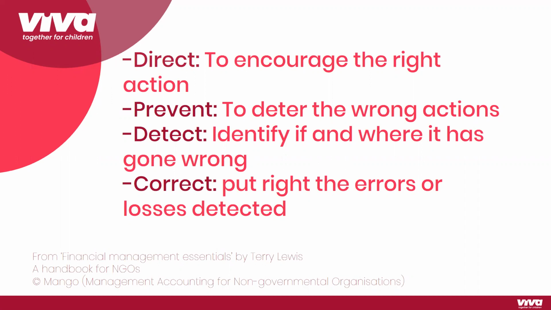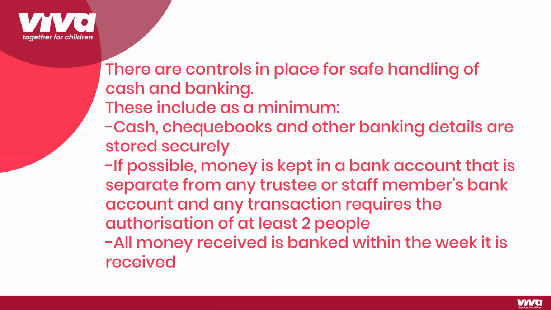So we're going to look at the standards now. There are two standards in this topic. And the first one is there are controls in place for safe handling of cash and banking. These include as a minimum, the cash, checkbooks and other banking details are stored securely. If possible, money is kept in a bank account that is separate from any trustee or staff member's bank account, and any transaction requires the authorization of at least 2 people. All money received is banked in the week it is received.